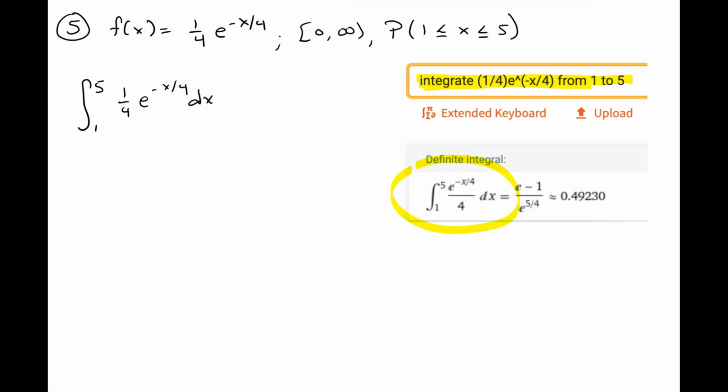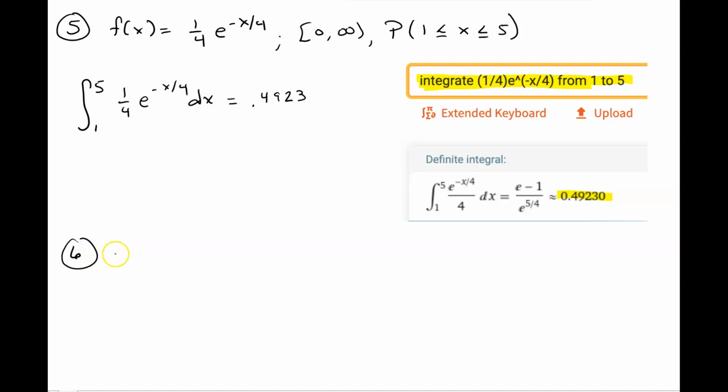So the answer that it evaluates to is 0.49223. This means that for values of x between 1 and 5 for this PDF, the likelihood of that occurring is 49% of the time. So this is the probability of this event occurring. All right, let's take a look at one last example.